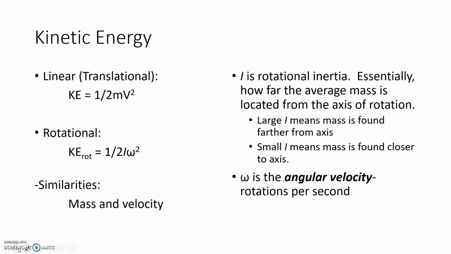All right, kinetic energy. Kinetic energy is the energy of motion, right? The two types of kinetic energy we're going to deal with are our standard translational or linear, moving in a line, kinetic energy: 1/2 mass times velocity squared, 1/2 mv squared. We will also talk about rotational kinetic energy, though we're not going to spend a lot of time doing work on it.